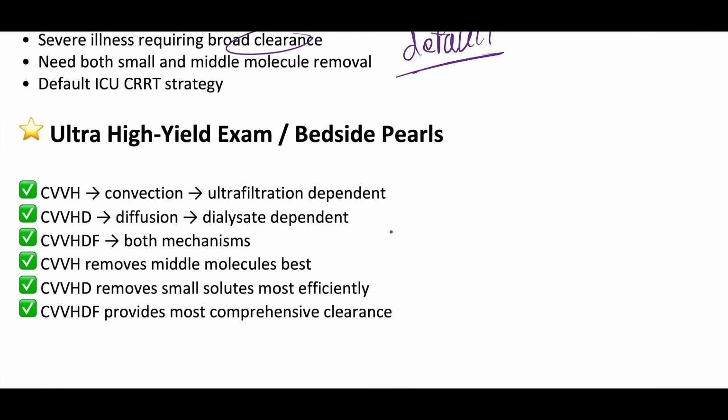Again, this was just a quick comparison. CVVH uses convection, which is ultrafiltration dependent, to clear solutes. CVVHD uses diffusion, which is dialysate dependent, to clear solutes. CVVHDF uses both mechanisms. CVVH removes middle-sized molecules best. CVVHD removes small solutes best. And then CVVHDF provides the most comprehensive clearance of solute in general and is often the default modality used in most intensive care units.